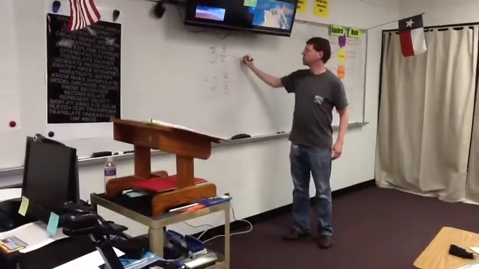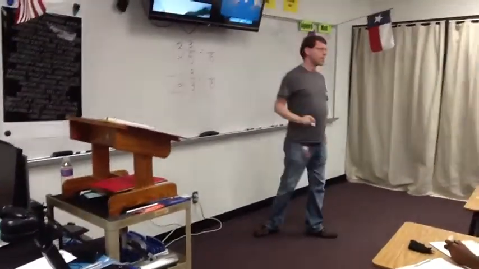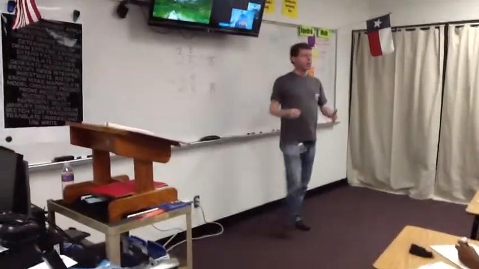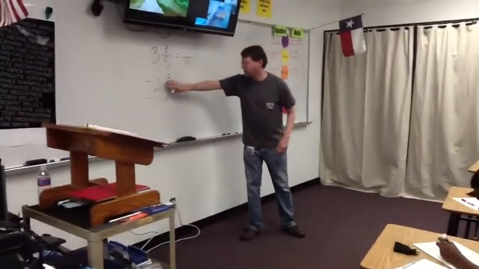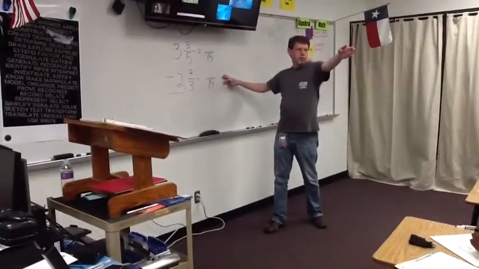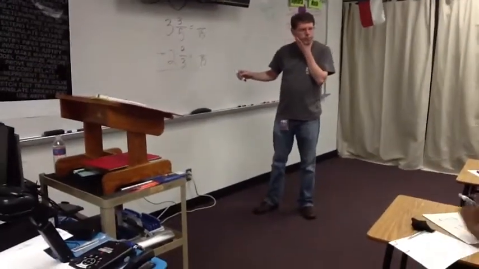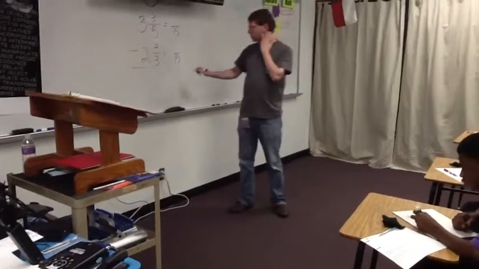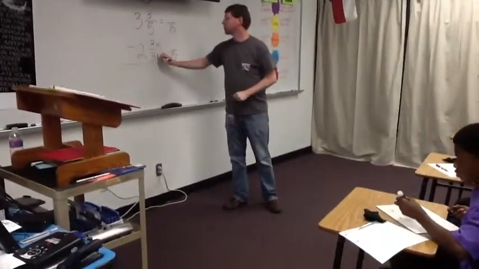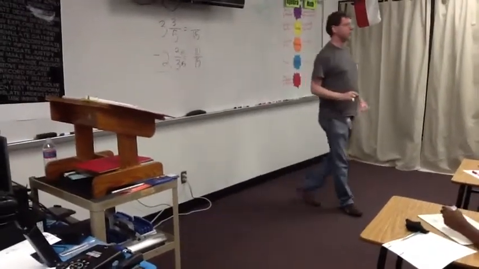How did you choose 15? 5 and 3 both go into 15. Exactly. So would somebody please tell me what 2/3 equals as a fraction over 15? 10/15. How did you get that? I multiplied 2 times 5. Whatever you do on the bottom, you do on the top. Perfect. Would somebody change 3/5 to something over 15?